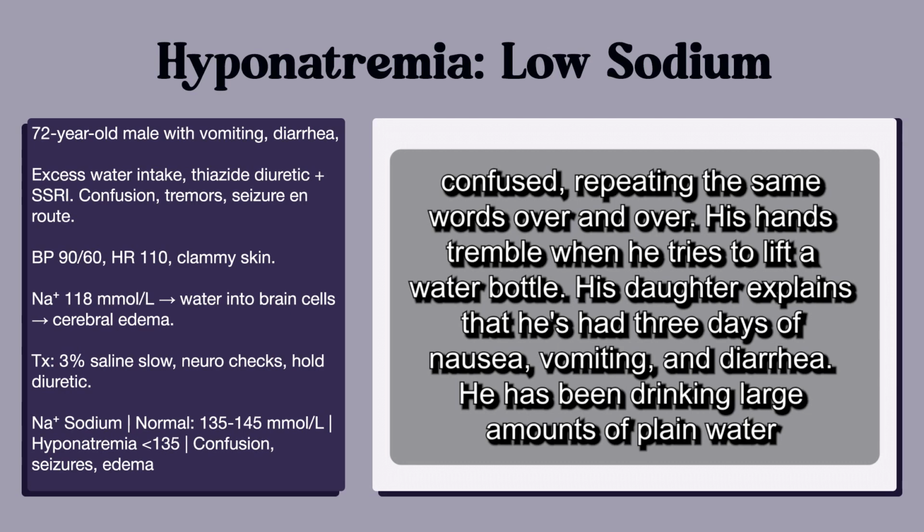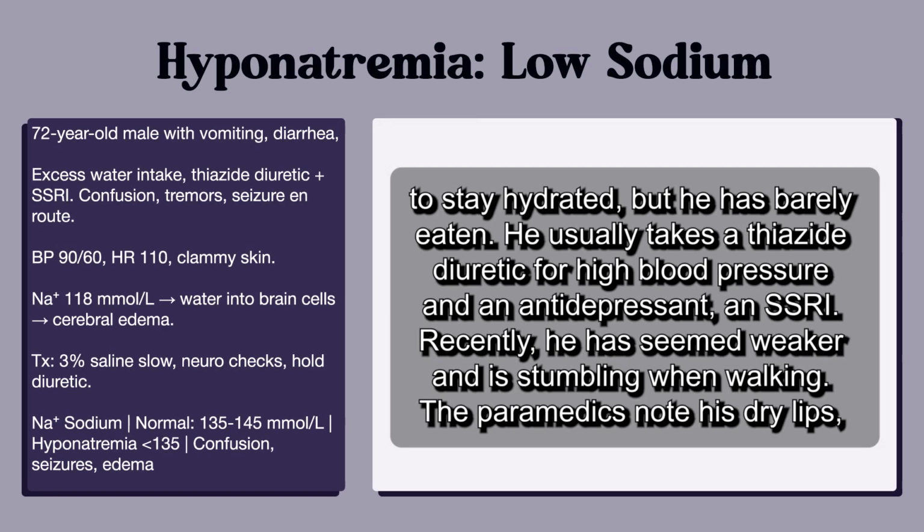His hands tremble when he tries to lift a water bottle. His daughter explains that he's had 3 days of nausea, vomiting, and diarrhea. He has been drinking large amounts of plain water to stay hydrated, but he has barely eaten. He usually takes a thiazide diuretic for high blood pressure and an antidepressant, an SSRI. Recently, he has seemed weaker and is stumbling when walking.